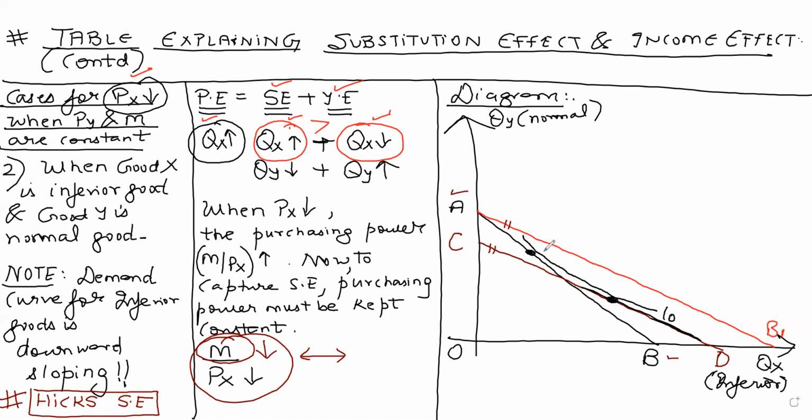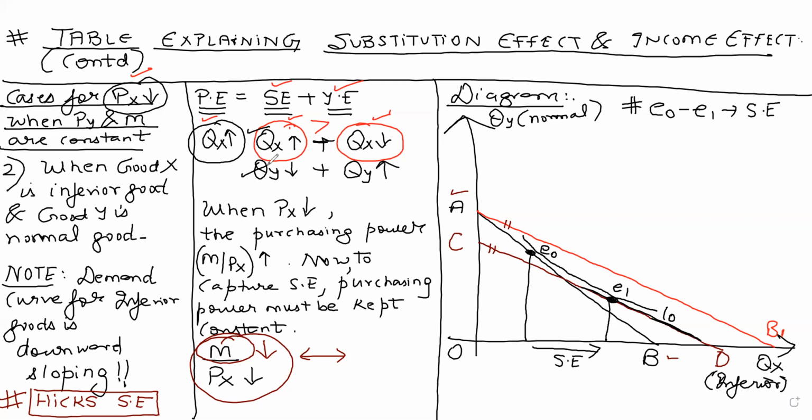I0. This was my initial equilibrium. This is my new equilibrium. Movement from E0 to E1 denotes what? It denotes the substitution effect. I can write: movement from E0 to E1 denotes the substitution effect. Hoping all students have understood this. You can clearly see that when you are moving from E0 to E1, Qx is rising, Qy is falling.